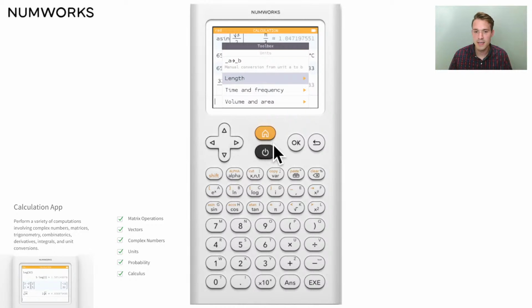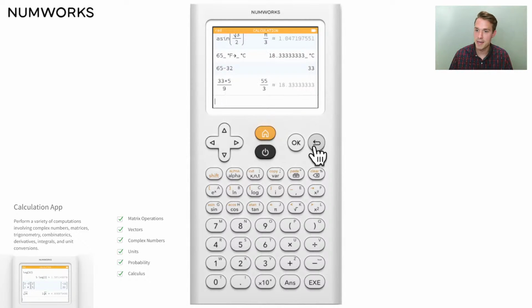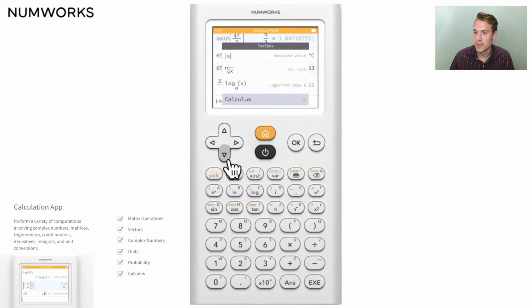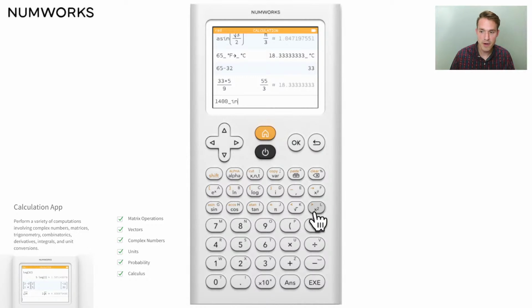So we can just take a length unit and square it or cube it to get our area and our volume. So let's do an example of that. Let's say that I have 1,400 square inches. So I'm going to grab my length unit of inches, and to make it area, I'll do inches squared. And let's convert that to square feet.